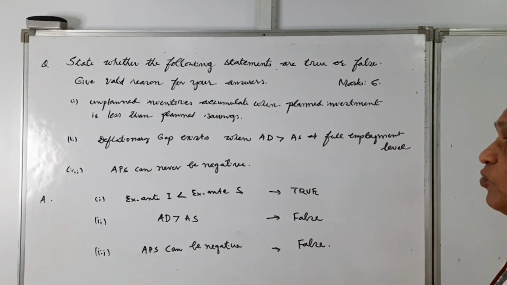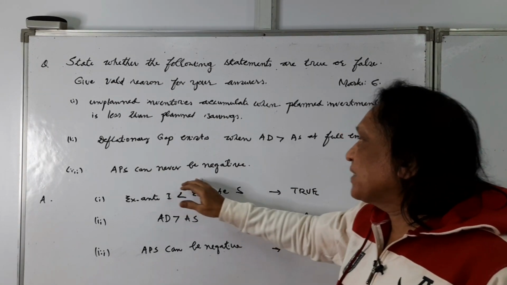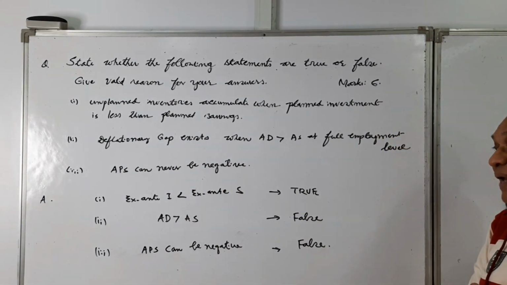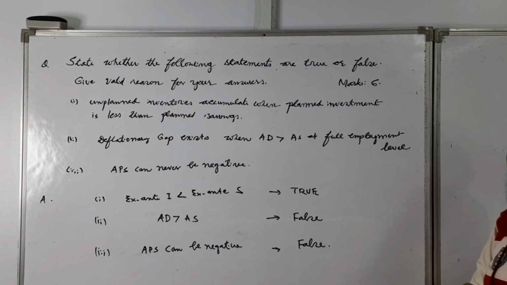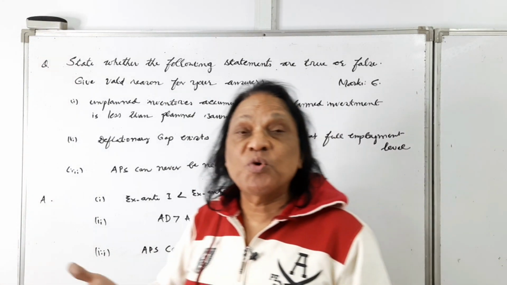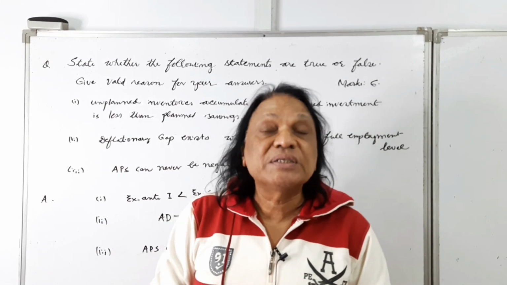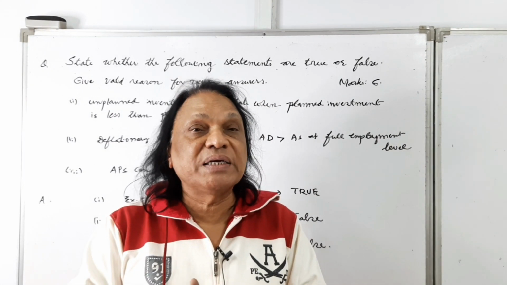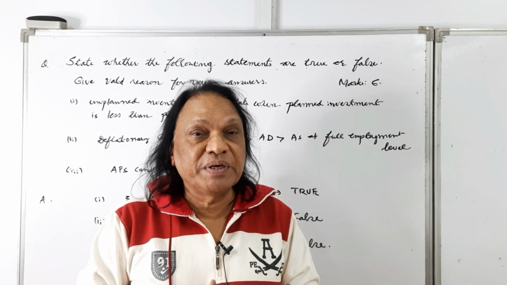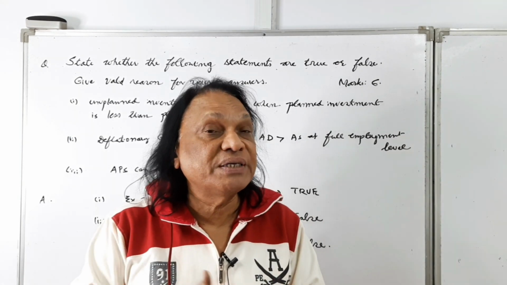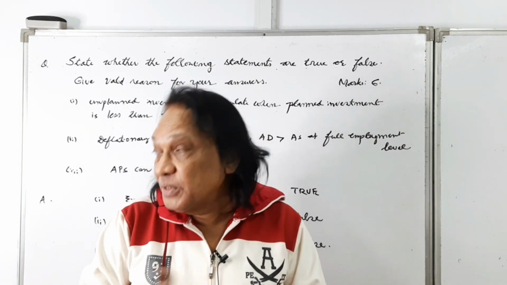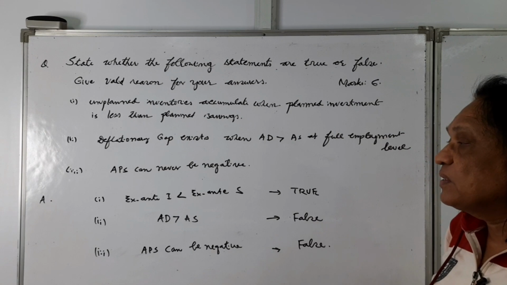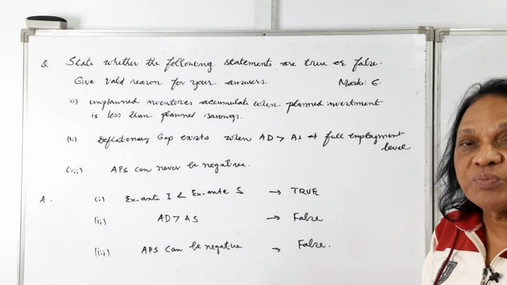And the last one, each one for 2 marks: APS can never be negative. Average propensity to save can never be negative. Why not? If consumption is more than income in the economy, savings will be negative, so APS will be negative. APS is S upon Y. If savings are negative, APS will be negative. In this case, you just write this much: APS can be negative when savings are negative or when consumption is more than income.